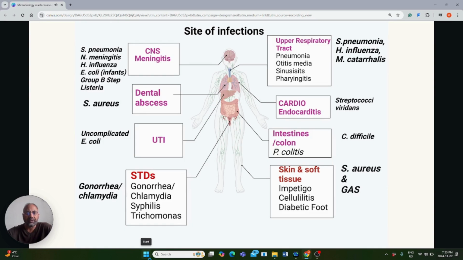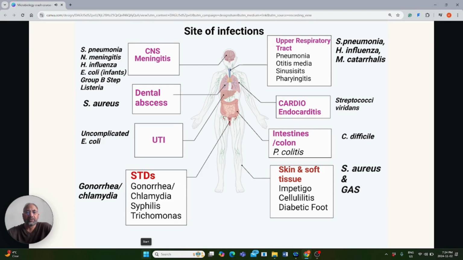Coming to our next slide, which is the site of infection. What are the different sites that bacteria can infect, and what kind of infections the bacteria can cause? Okay, so starting with the head, they can cause meningitis in the central nervous system. The organisms that cause meningitis are Strep pneumoniae, Neisseria meningitidis, Haemophilus influenzae, Escherichia coli, and the group B Streptococcus and Listeria. These are mainly the organisms which are responsible for CNS infections, which is meningitis.